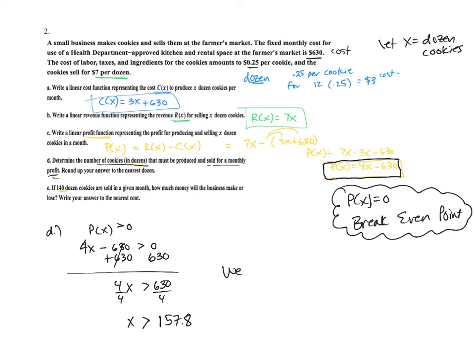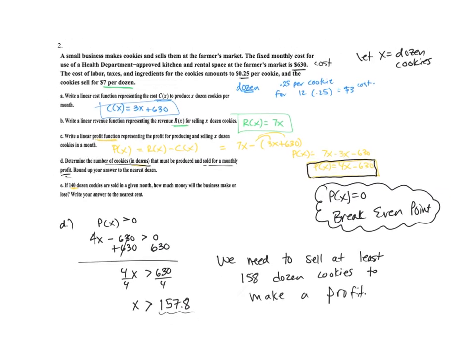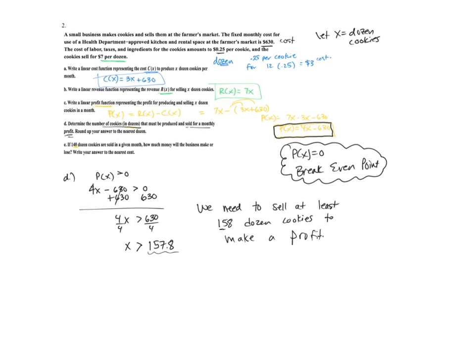So we need to sell at least 158 dozen cookies to make a profit. We'll just round this up to the nearest dozen. And one more question is, if we sell 140 dozen cookies, we're not selling enough, are we? How much money will we make or lose? Well, it looks like we're going to be losing money.